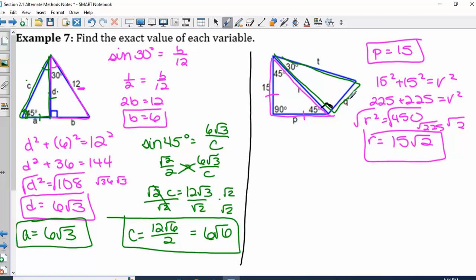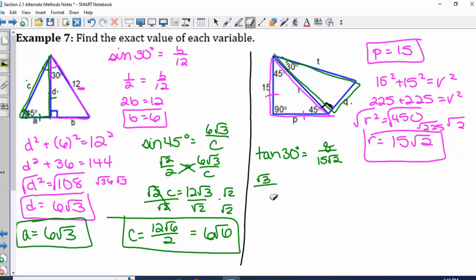If I wanted to find Q next, so if I did from my 30, Q is the opposite. I now know R, which is the adjacent. What trig function uses opposite and adjacent? Tangent. So the tangent of 30 degrees equals my opposite side Q over my adjacent side, which was 15 radical 2. What is the tangent of 30 degrees? Square root of 1 over square root of 3, which turns into radical 3 over 3.